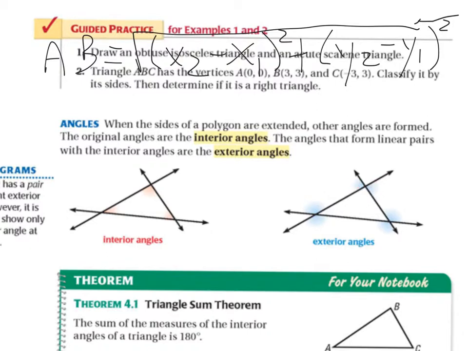Now, one thing to be careful of, you'll notice it doesn't include this part, the vertical angle of the interior angle of the triangle. So that's not included, that's not included, that's not included, just the blue part here, or the part that's included for the exterior angles.